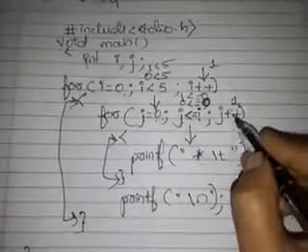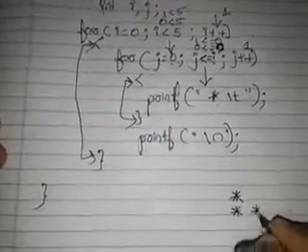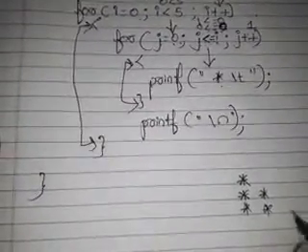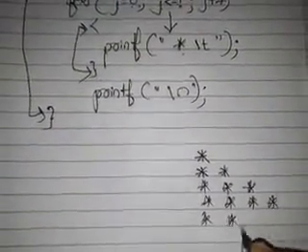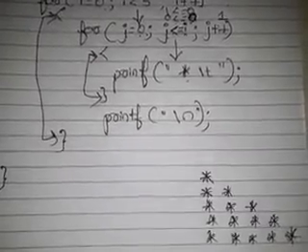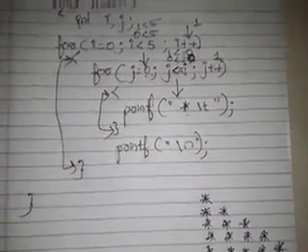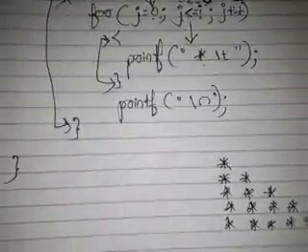Okay, next j plus plus, 1. 1 is less than or equal to 1. Yes, it is true. Next asterisk. This cycle repeats. See here, I think you have understood the logic. This cycle repeats till I get this particular pattern. I hope all of you people have understood the logic.